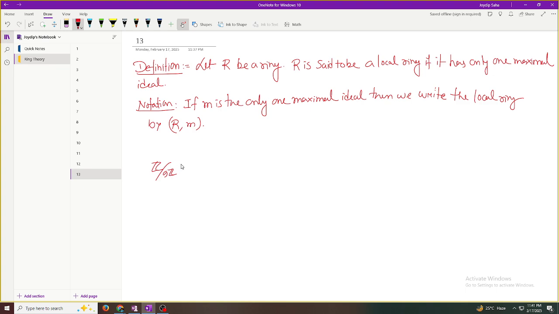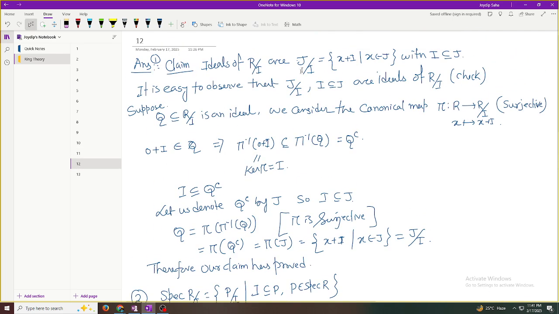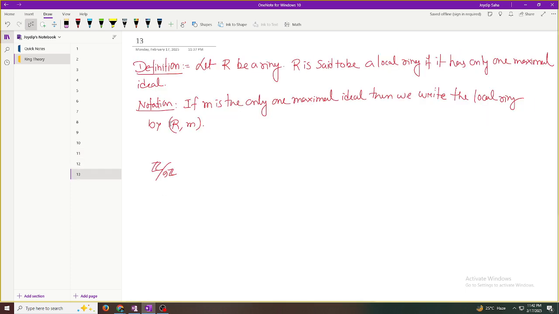And what is the maximal ideal? I think 3Z mod 9Z should be a maximal ideal. No, what are the ideals? I have just said these are ideals, J mod I. So what are the ideals of Z mod 9Z?